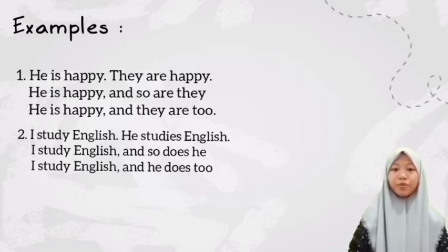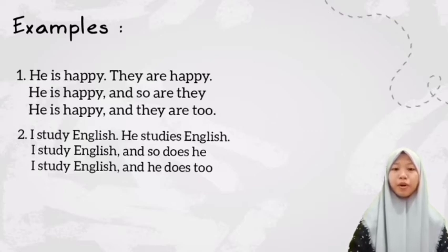In the second example, I study English, he studies English. In the sentence, there is no auxiliary verb, so we have to find it. In this sentence, we look at the verb. The verb uses verb 1, so the auxiliary verb is either does or do. So we look at the subject of the second sentence, which is he. So the auxiliary verb must be does.